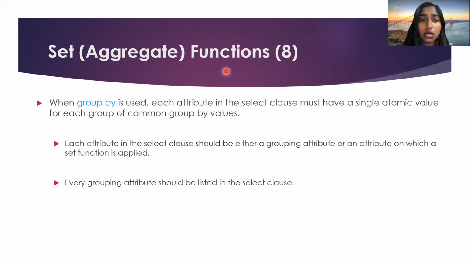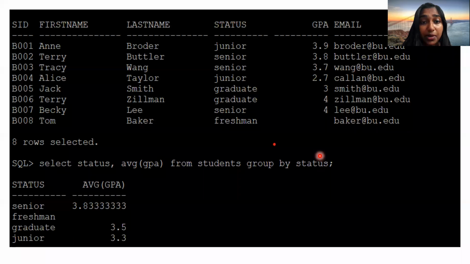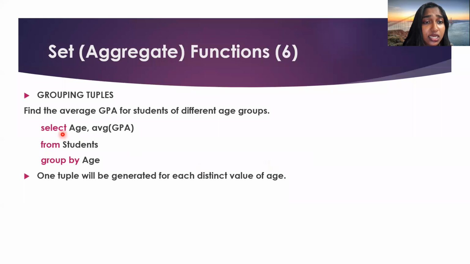So this is a brief conclusion. When group by is used, each attribute in the select clause must have a single atomic value for each group of common group by values. That is, each attribute in the select clause should be either a grouping attribute or an attribute to which a set function is applied, like we have seen.